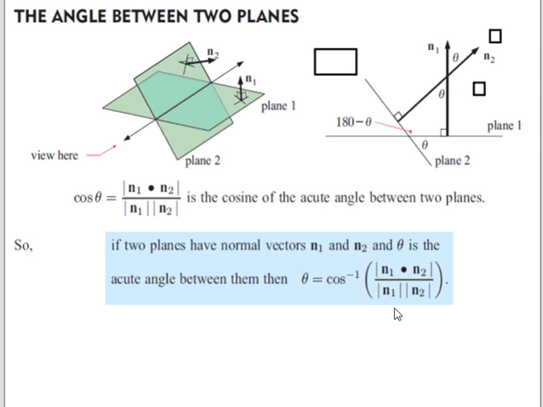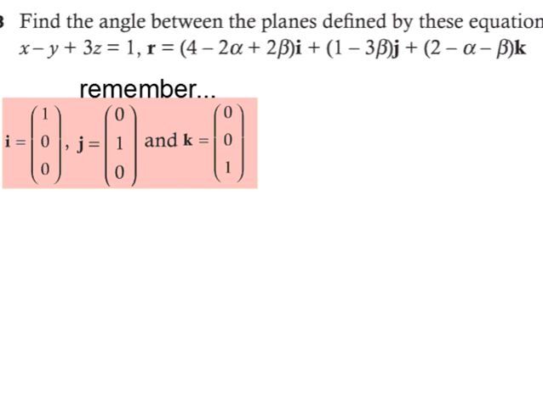And that takes us back to the beginning of the previous video. This is the formula to find the angle between those two vectors, the acute angle. So, find the angle between these two planes. Again, this is given in a very easy way to identify the normal vector, whereas this one isn't.